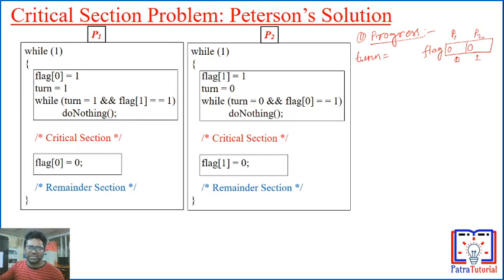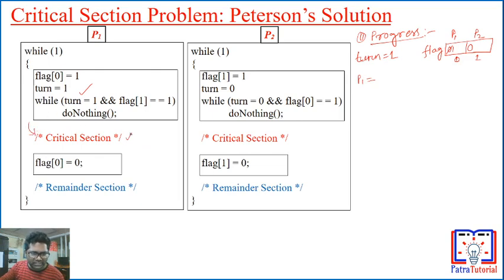Now progress means what? If P2 is not interested, or if P1 is not interested, then this process can enter into the critical section as many times as it wants. That is what progress is. So let's start with P1. Suppose P1 is starting first. It will update the value of flag of 0 to 1 in the first line, then in the second line turn equal to 1, so turn will be 1. Third line, turn is equal to 1, yes, correct, this condition is satisfying. Then flag of 1 equal to 1. What is the value of flag of 1 now? 0, right? So this condition is not satisfying, so directly it will go to the critical section.